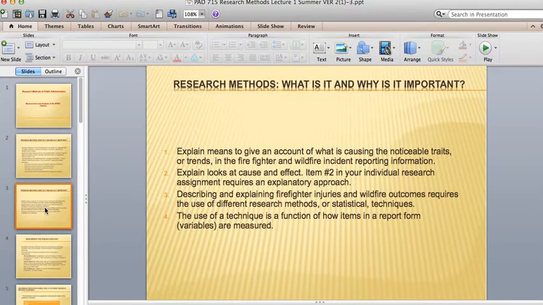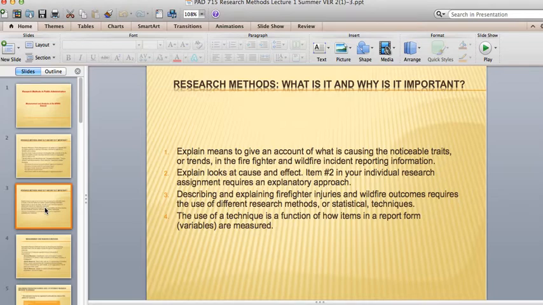The explanatory component, which is the second item of your research topic, really focuses on giving an account of what's causing the noticeable traits or trends in the firefighter and wildfire incident reporting information. Explain looks at cause and effect. Item 2 in your individual research assignment requires an explanatory approach. So when you're describing and explaining firefighter injuries and wildfire outcomes, it requires the use of different research methods or statistical techniques.